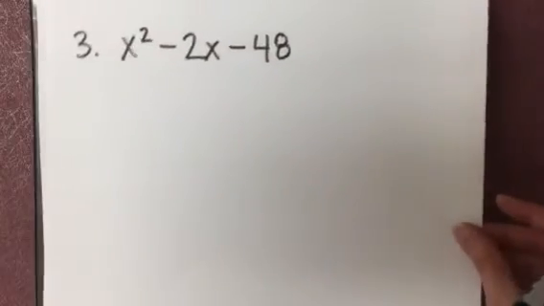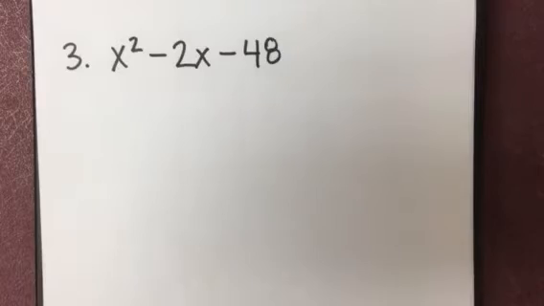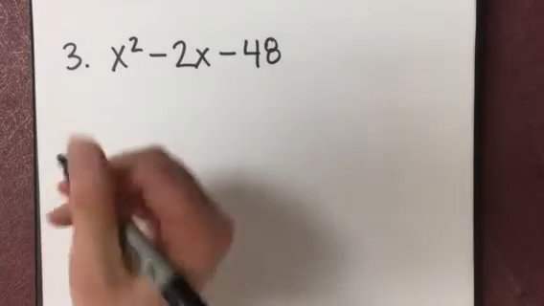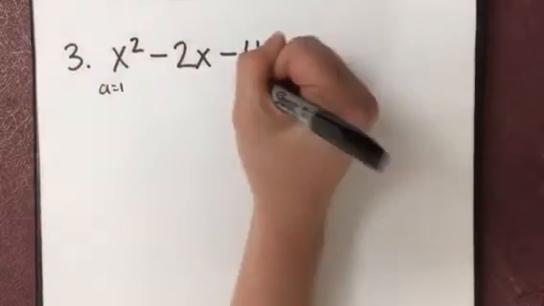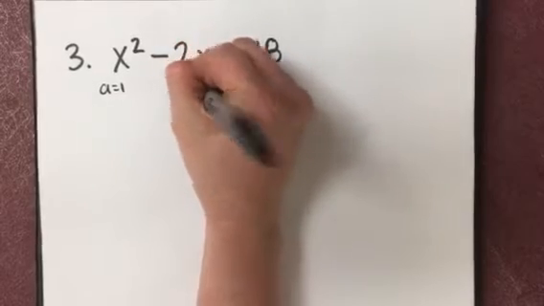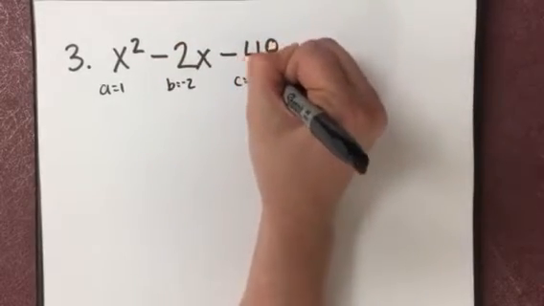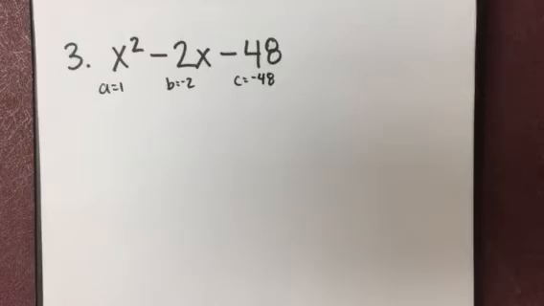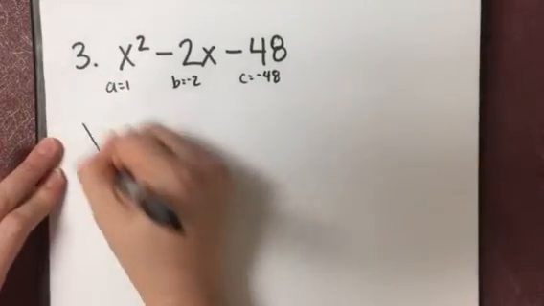Example number 3. We have x squared minus 2x minus 48. Once again, name your a, b, and c values and multiply together your a and your c. That will be your product number.